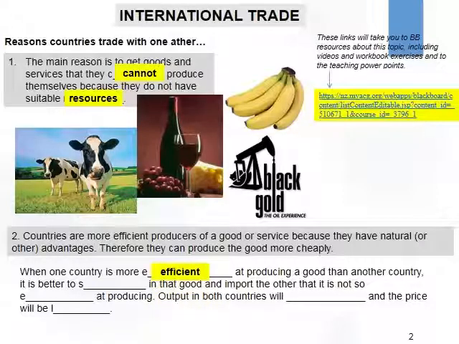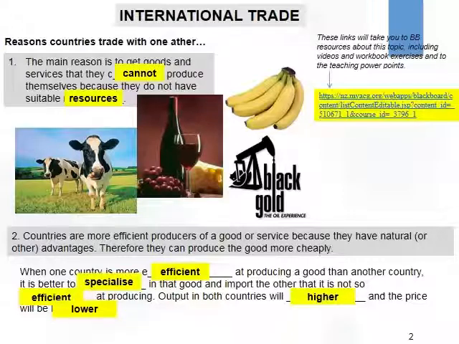When one country is more efficient at producing a good than another country, economics says it's better to specialize in that good and import the other one that the country is not so efficient at producing. And in this way, output in both countries will increase and the price will be lower for everyone. So that's the basis of trade, but that's not where our focus is.